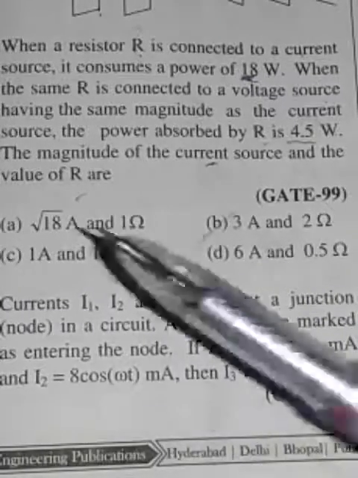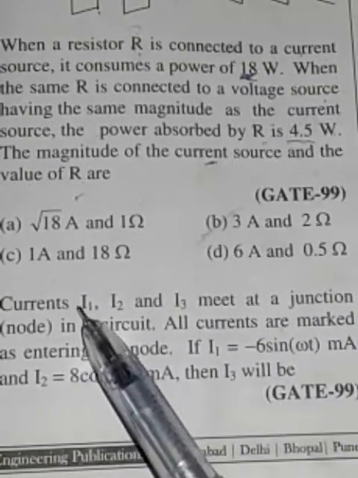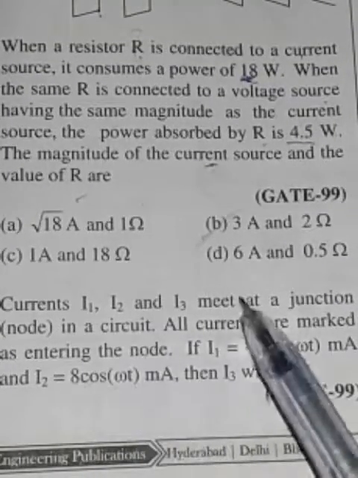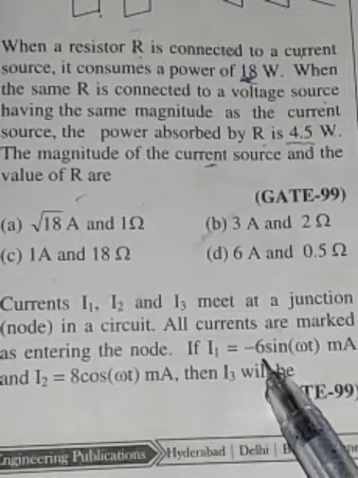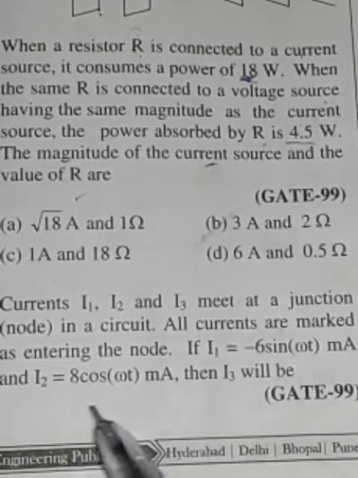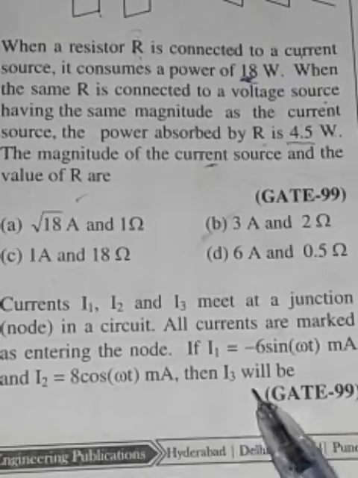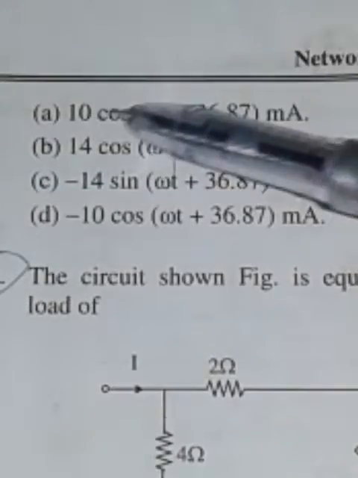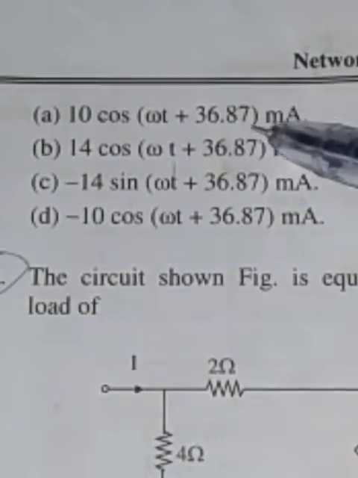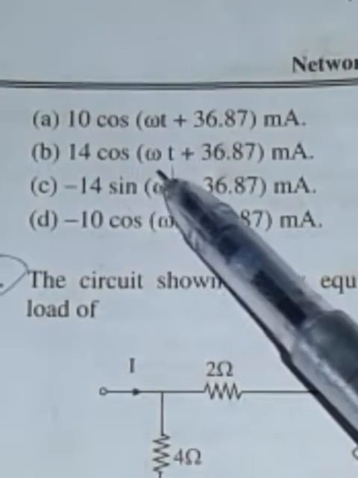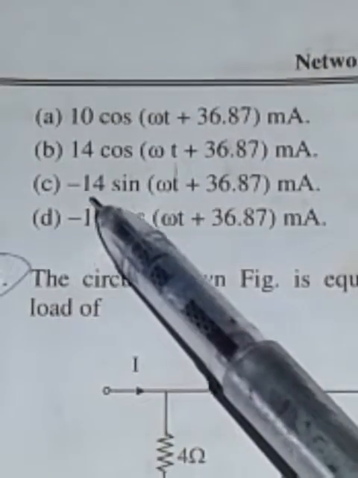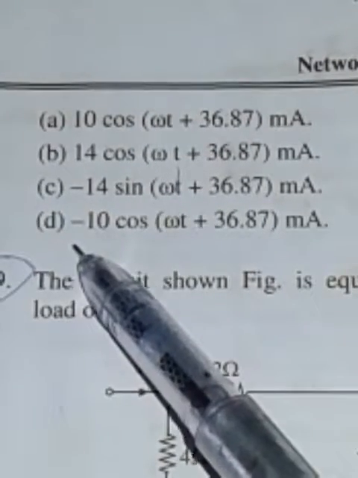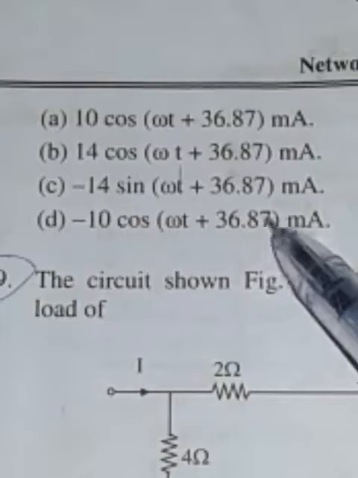In question number 31, they have given I1, I2, I3, three currents meeting at a point. I1 is given as minus 6 sin omega t milliampere, and I2 is given as 8 cos omega t milliampere. They are asking for the value of I3. Option A: 10 cos omega t plus 36.87 milliampere. Option B: 14 cos omega t plus 36.87 milliampere. Option C: minus 14 sin omega t plus 36.87 milliampere. Option D: minus 10 cos omega t plus 36.87.